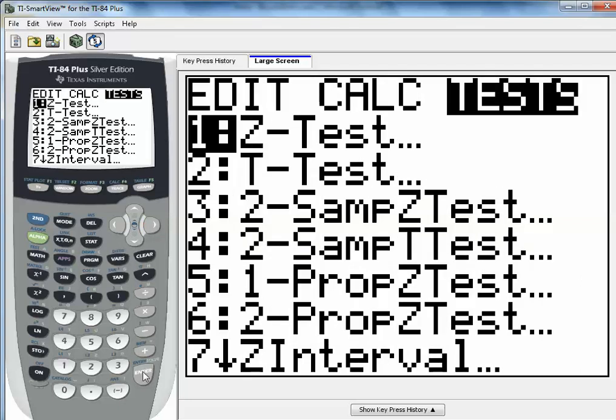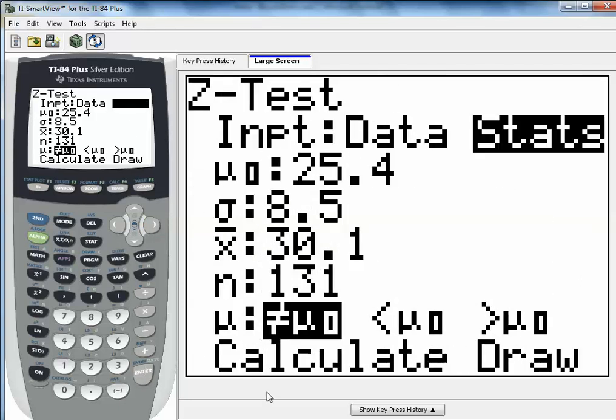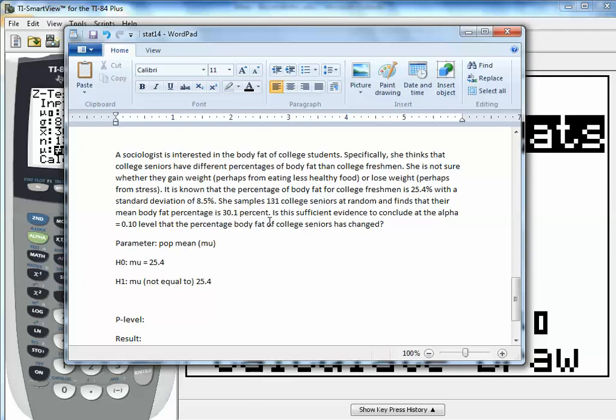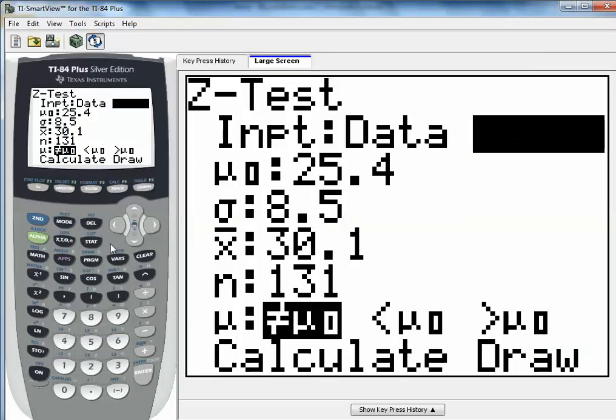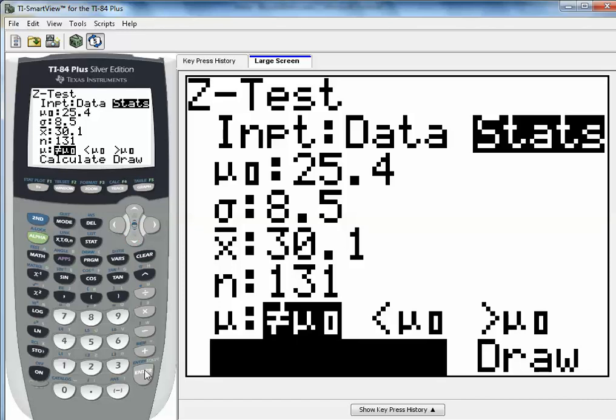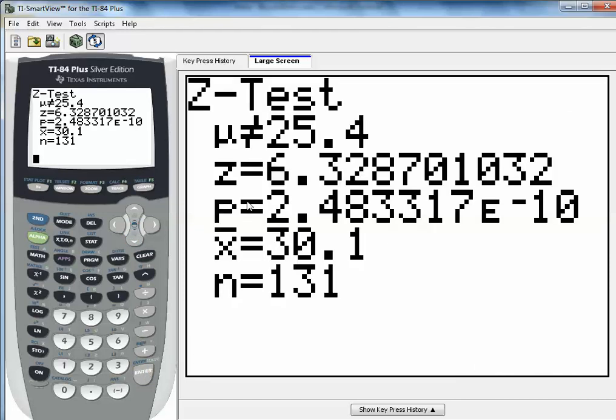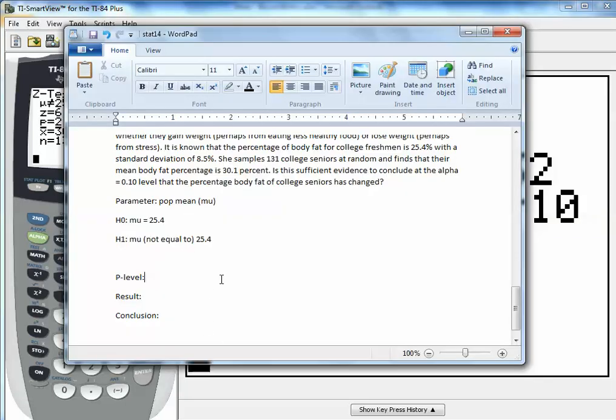So Z-test, 25.4, 30.1, and yeah, all right. Our P level is very, very small for this. In fact, it's so small that the calculator just said it was 0. If I calculate it, this probability is very, very small: it's 2 times 10 to the negative 10, so it's 9 zeros and then a 2. So our P level is very small.